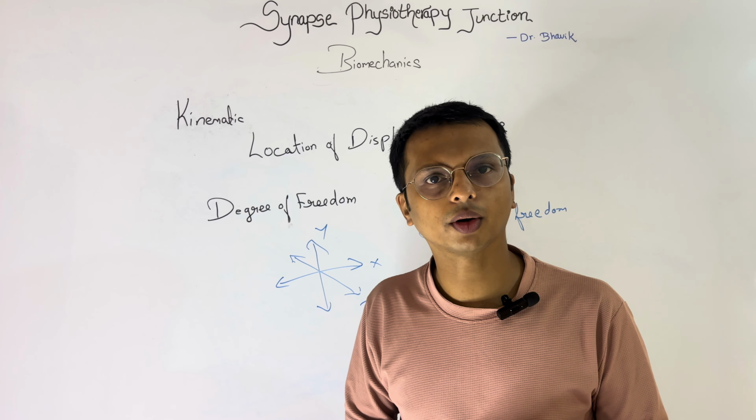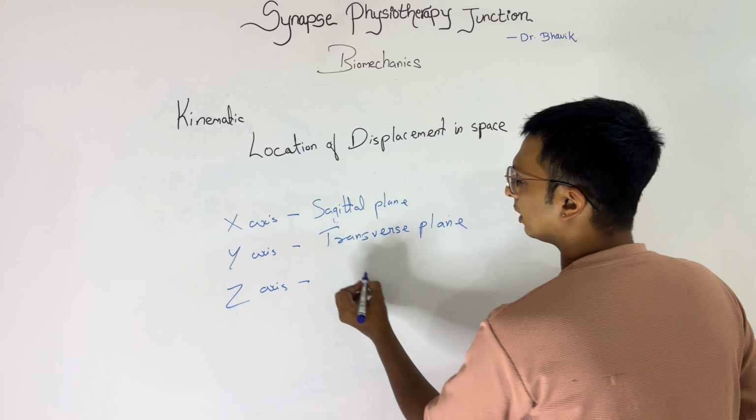Now we are going to talk about the planes. To start with the planes of the body, we have to start like this. For x-axis, the perpendicular plane will be sagittal plane. For y-axis, the plane perpendicular to it will be transverse plane. And for z-axis, the plane perpendicular to it will be frontal plane.